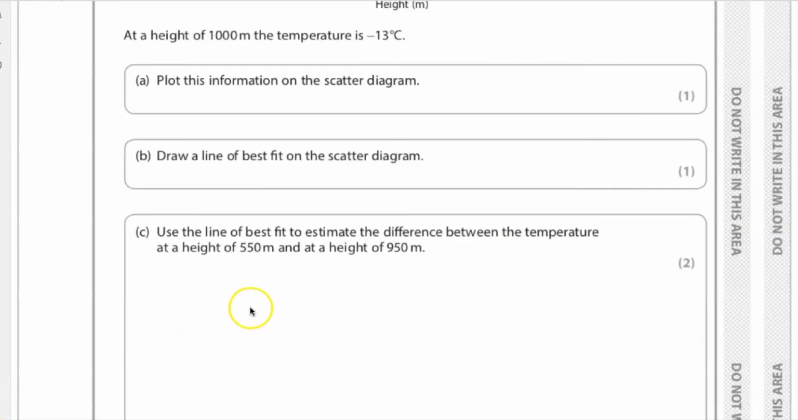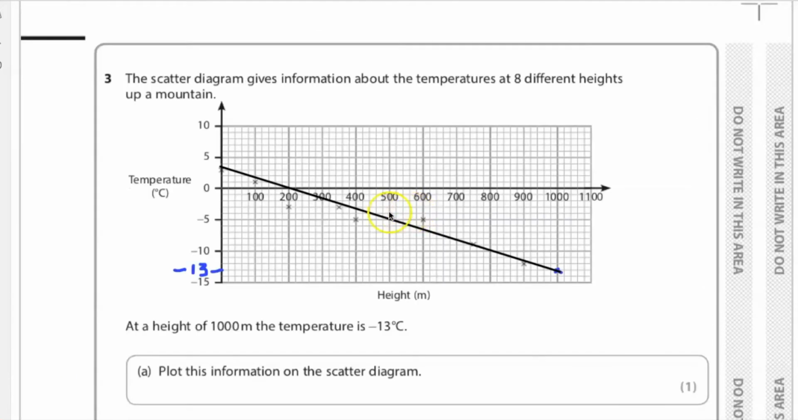So question 1C. Use the line of best fit to estimate the difference between the temperature at the height of 550 meters and at the height of 950 meters. So we need to go back to the graph. I need to find where 550 is. It should be between 500 and 600. We need to know if the lines are going up in 10s, in 5s, or in 20s. This is how we go about it.